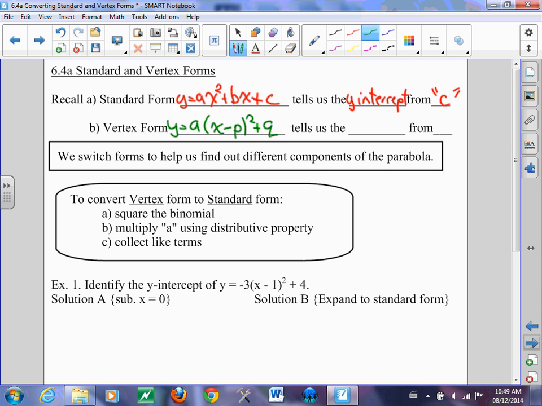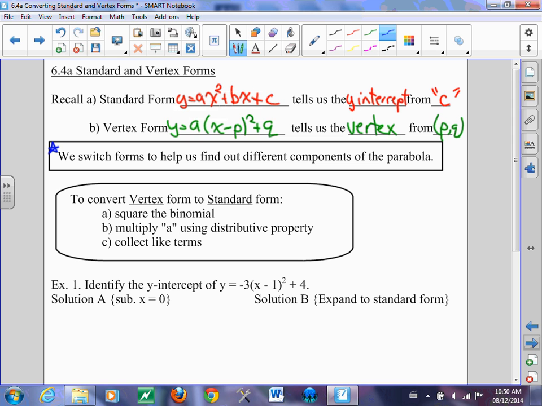Okay? And ladies and gentlemen, the vertex form is y equals a bracket x minus p squared plus q. And as we learned the last couple lessons, that tells us the vertex. And the vertex is ordered pair p and q. Now that's what we're going to be focusing a lot on this unit, folks. That gives us the maximum height of the ball, or the minimum value, depending on what type of word problem we're dealing with, but we're talking about the vertex.